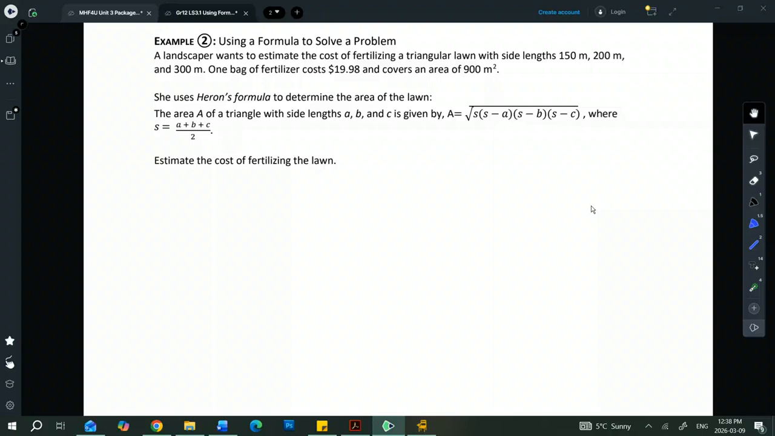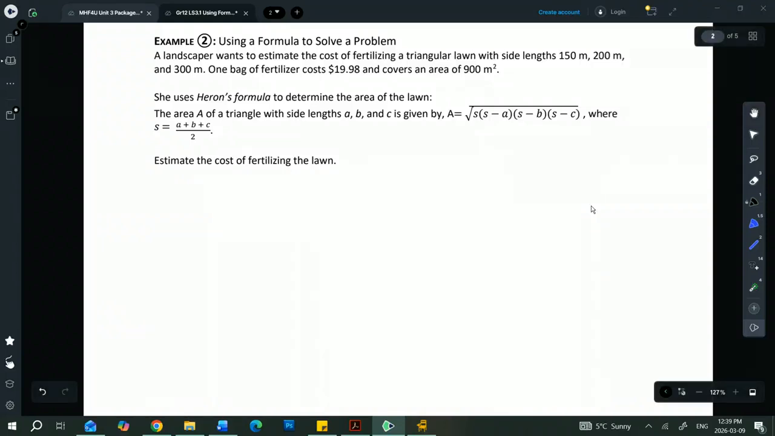So a landscaper wants to estimate the cost of fertilizing a triangular lawn with side lengths 150 meters, 200 meters, and 300 meters. One bag of fertilizer costs $19.98 and covers an area of 900 meters squared. She uses Heron's formula to determine the area of the lawn. So the area of the triangle with side lengths A, B, C is given by the formula area equals the square root of S times S minus A times S minus B times S minus C, where S is A plus B plus C over 2. Estimate the cost of fertilizing the lawn.